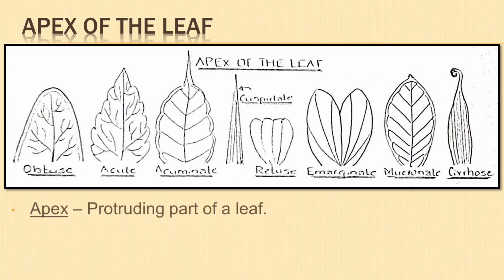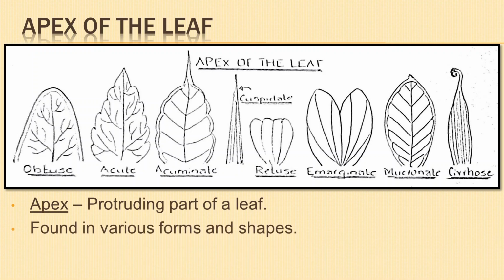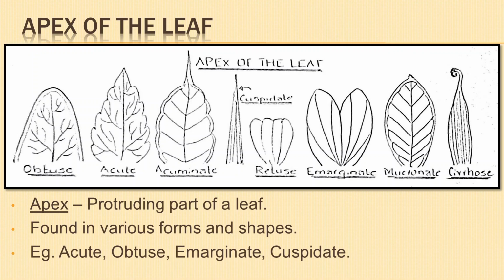The leaf apex is the protruding part of a leaf. It can be found in various forms and shapes. For example, it is said to be acute when it is pointed, forming an acute angle as in China rose, obtuse when it is blunt or rounded as in banyan, emarginate when there is a notch at the apex, cuspidate when it terminates in a sharp point, and many more forms as shown in the diagram.